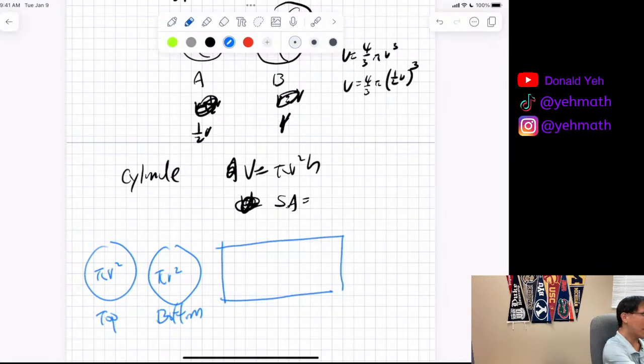For those of you who don't know, if I roll this paper up like this, that's a cylinder, right? This shape is a cylinder. This is called the lateral face. The lateral face, this is the circumference of a circle, which as we know is 2 pi r. This is h. So it'll be 2 pi r h. So the surface area is 2 pi r squared plus 2 pi r h. That's the surface area.